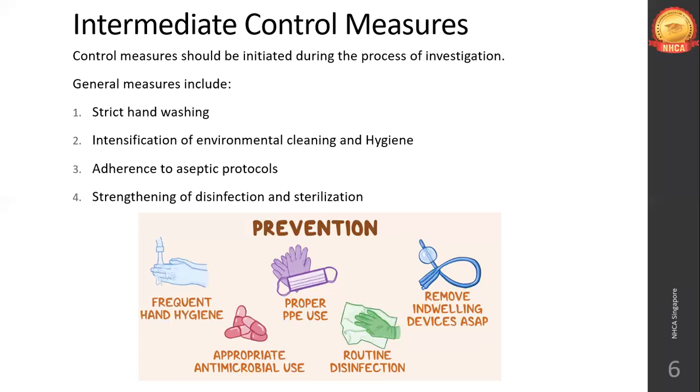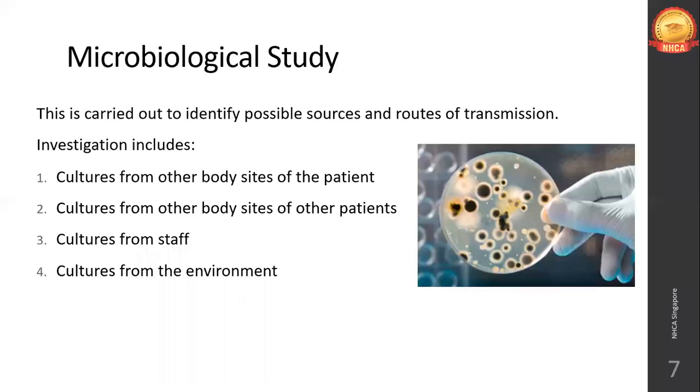Okay, so these are the general measures which will come into play before you come to a conclusion about an outbreak. Then microbiological studies are carried out to identify possible sources and routes of transmission. This investigation will contain cultures from other body sites of the patient, cultures from the body sites of other patients, cultures from the staff to see if anyone is a carrier or not, and cultures from the environment, if it is a source-based transmission or not. Okay, so these are the areas where microbiological study will come into play.